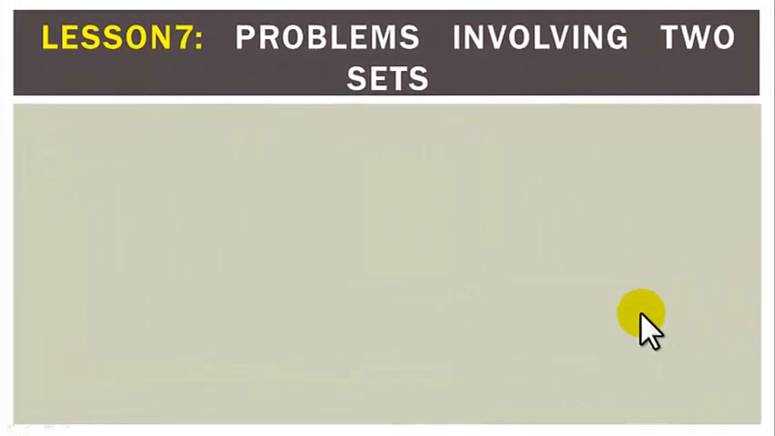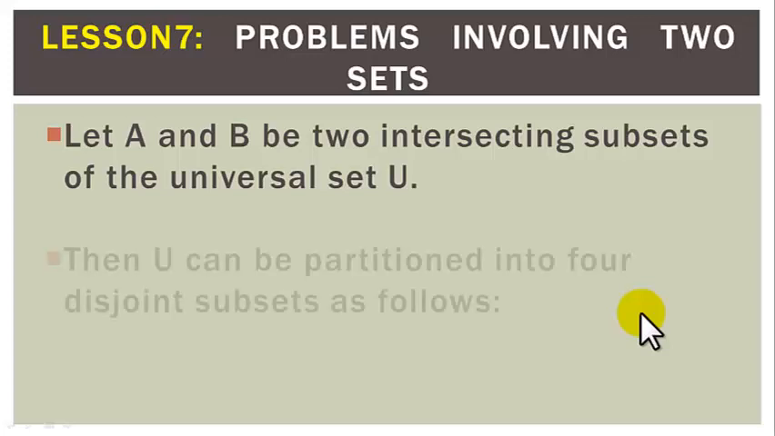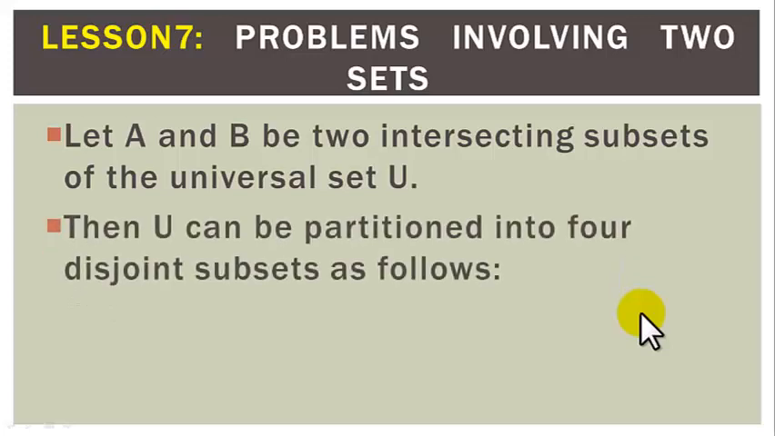Lesson 7. Problems involving two sets. Let A and B be two intersecting subsets of the universal set U. Then U can be partitioned into four disjoint subsets as follows.